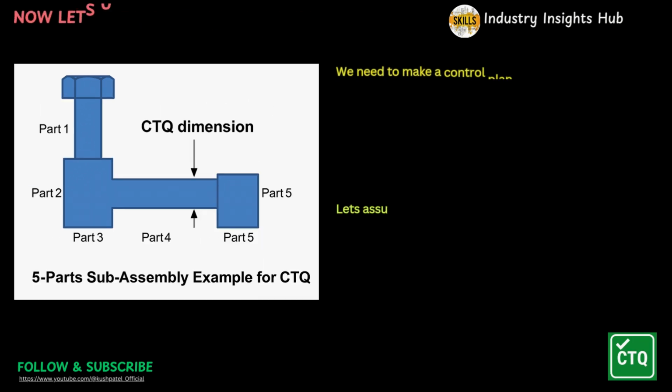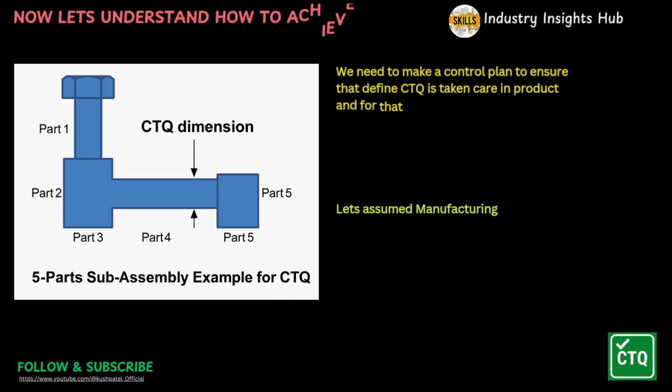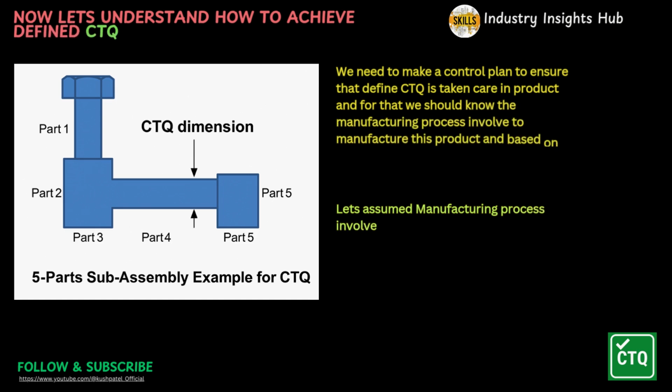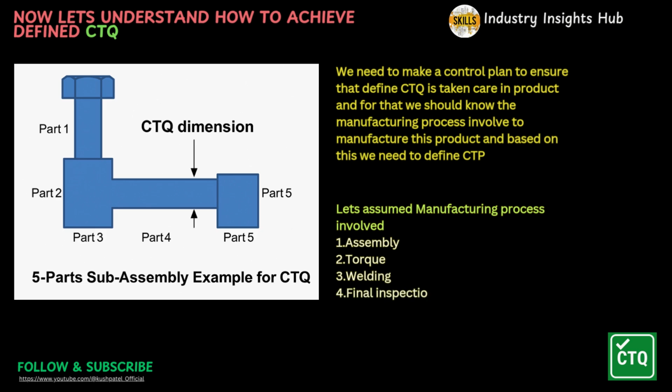Now let's understand how to achieve the defined CTQ for this example of shaft and fitment tolerance in the machine. We need to make a control plan to ensure that the defined CTQ is taken care of in the product, and for that we should know the manufacturing process involved in manufacturing this product. Based on this we need to define CTP. Let's assume the manufacturing process involves assembly, torque, welding, final inspection.